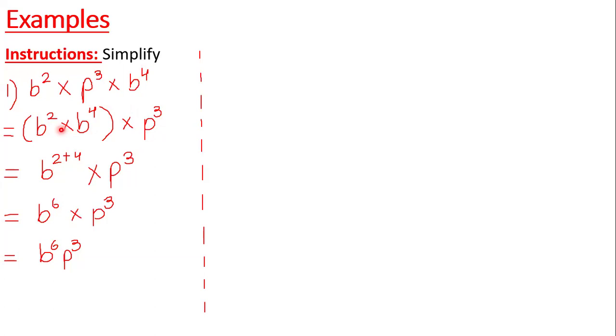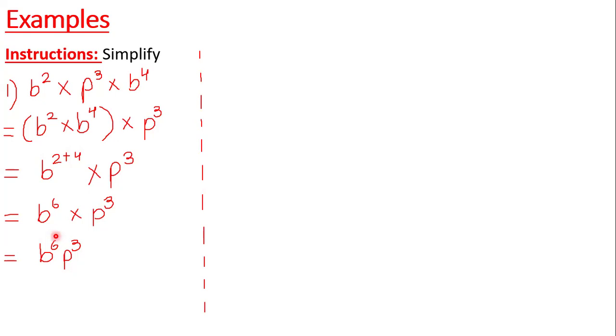You would say B to the 2 plus 4, multiplied by P to the power of 3. Good. What's the answer going to be now? It's going to be B to the power of 6 times P to the power of 3.